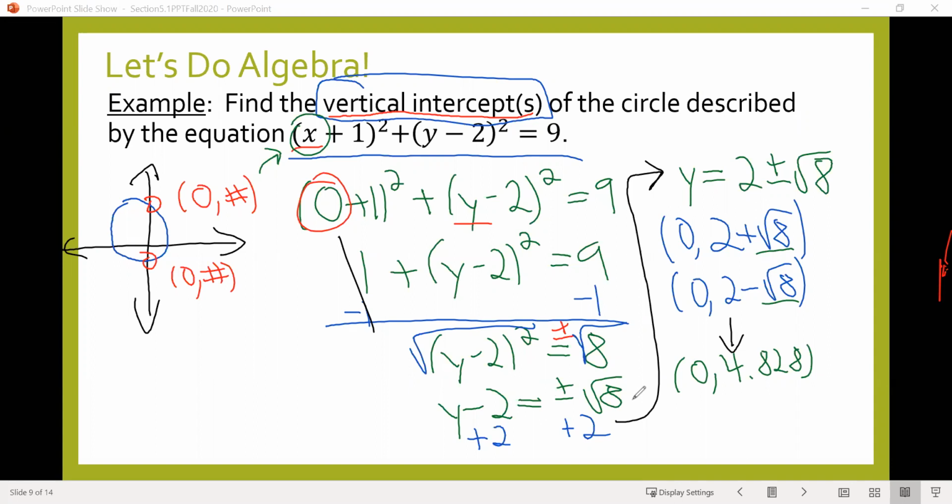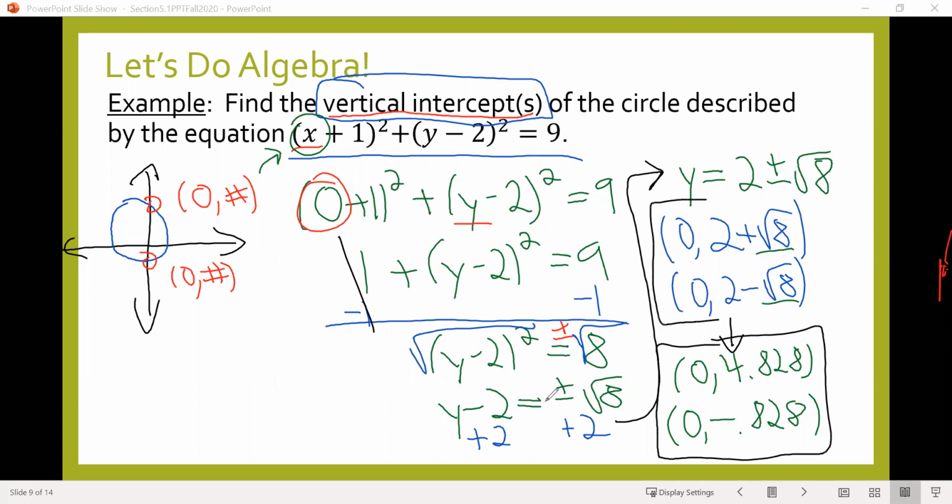And then if I do 0, comma 2 minus square root of 8 in my calculator, that gives me 0, comma negative 0.828. Okay, so either version of these would be acceptable in this case, since we weren't specified on whether we needed to find exact or approximate answers.